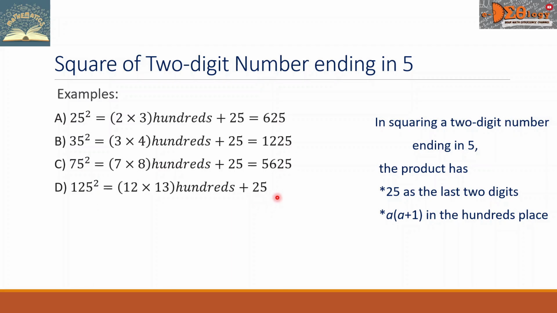This principle is also applicable with a 3-digit number. The answer will end in 25. And for the hundreds place, here it is 12, to be multiplied by the number 13. 12 times 13 is 156, and we attach the 25. So finally, the answer is 15,625.